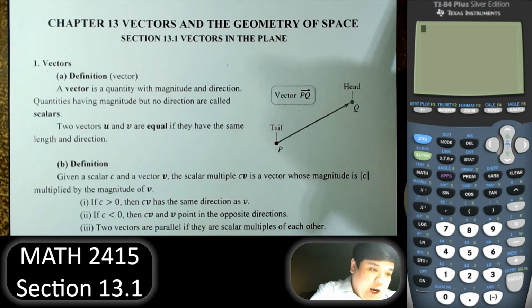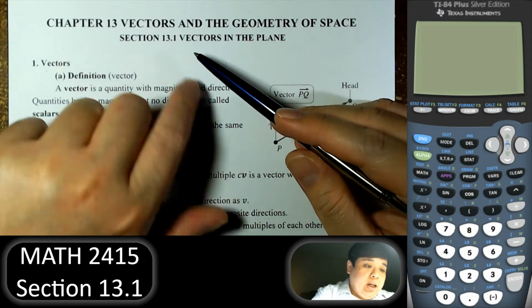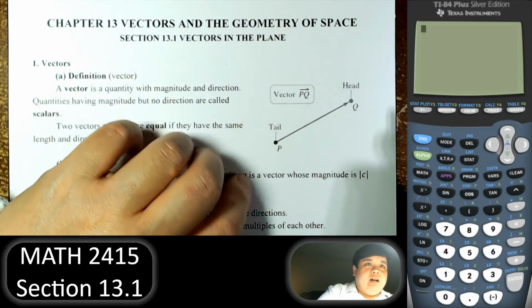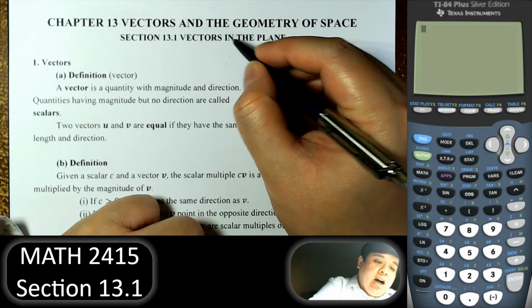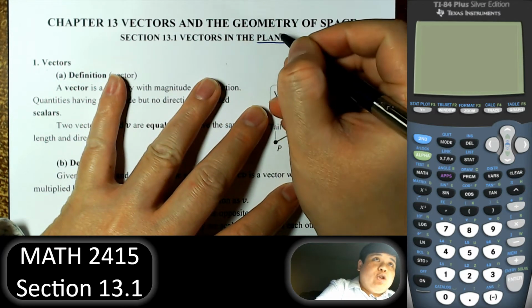Hi everybody, welcome to the first section in Calculus 3. In this section, we study vectors in the plane. So vectors, we already know that in some sense. In the plane, by a plane here, we mean two-dimensional space.